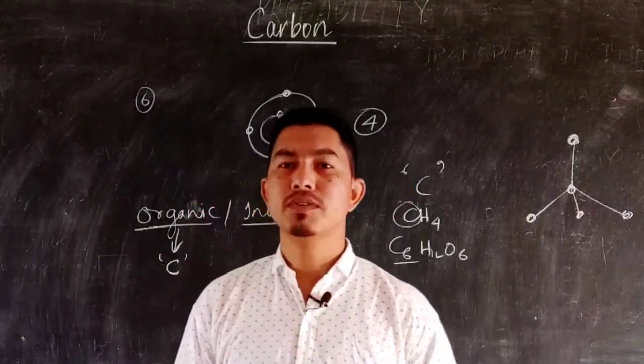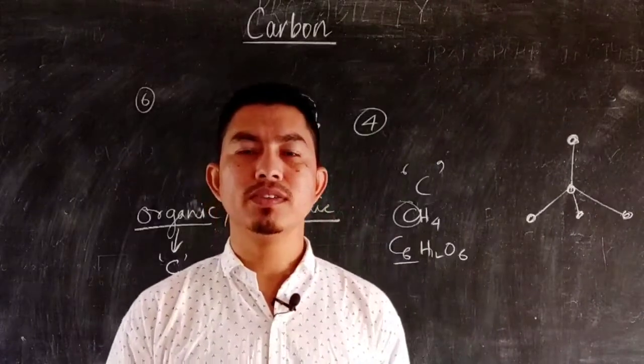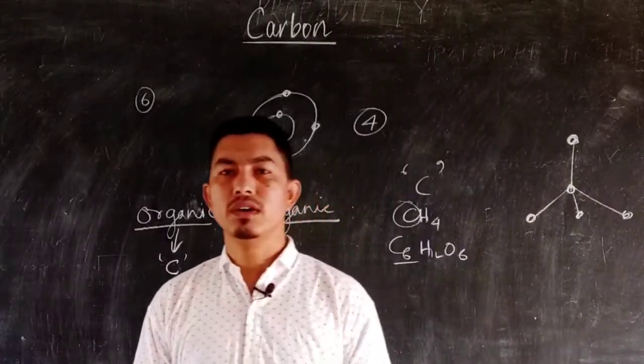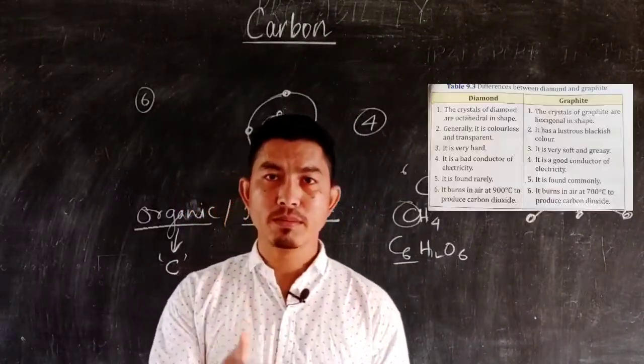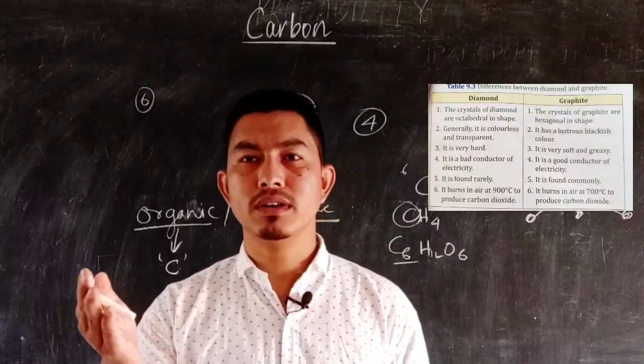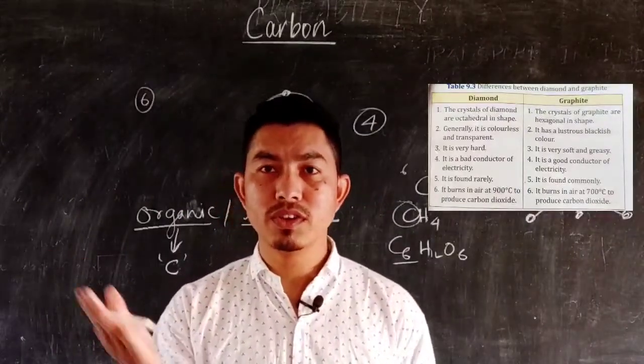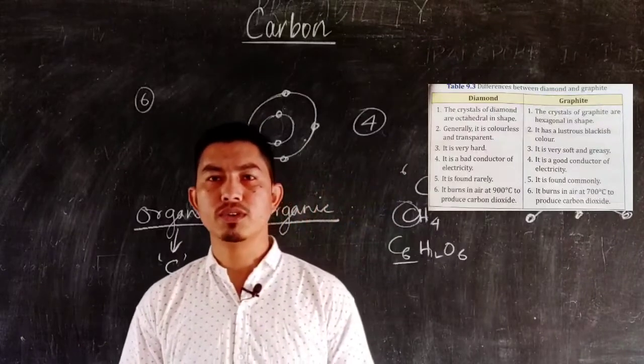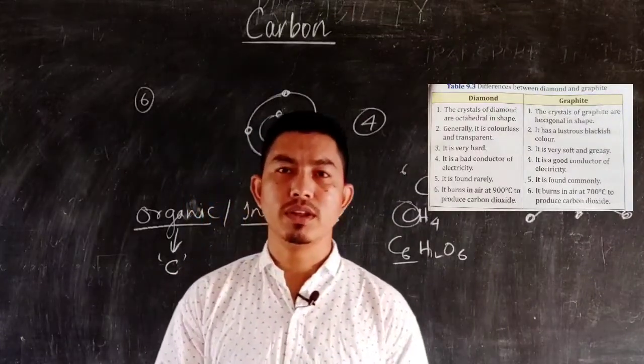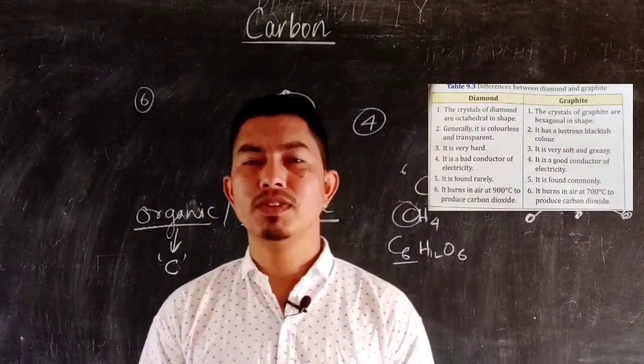And coming to the uses of diamond, we know that diamond is very precious. It is used in jewelry, and it is also used in devices for cutting marbles or cutting glass as well. So the next crystalline form is graphite.